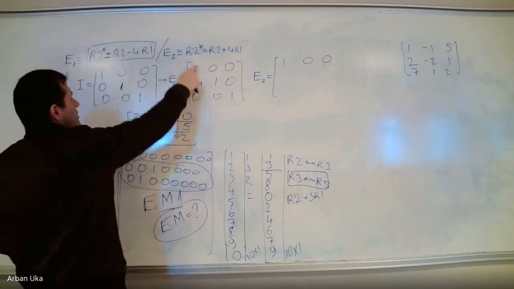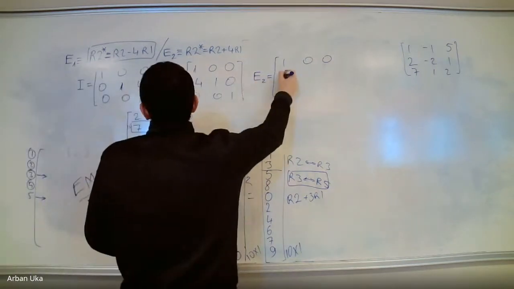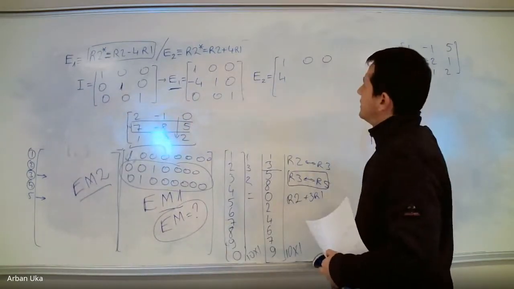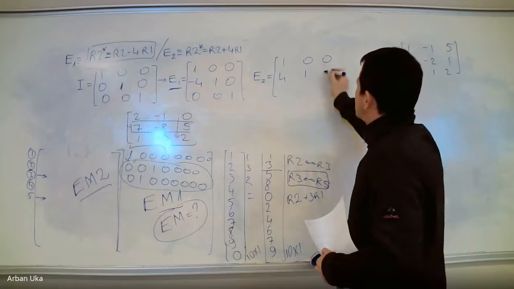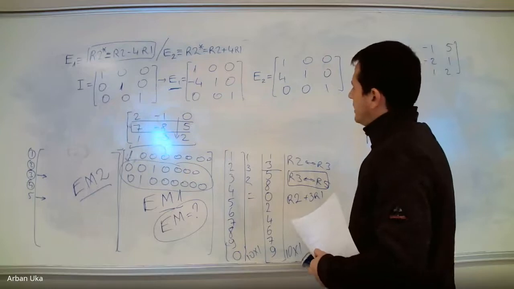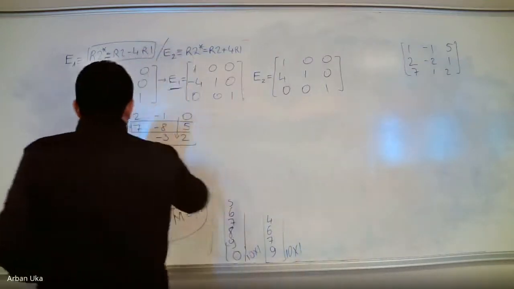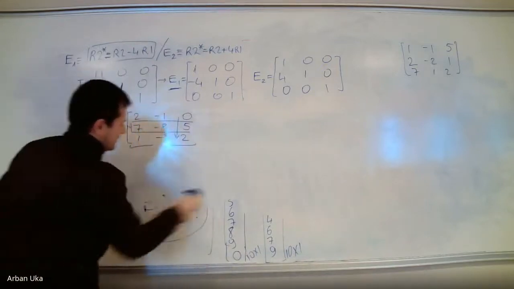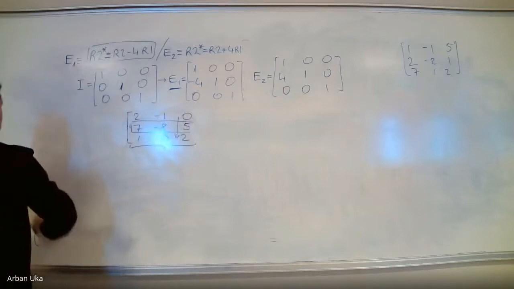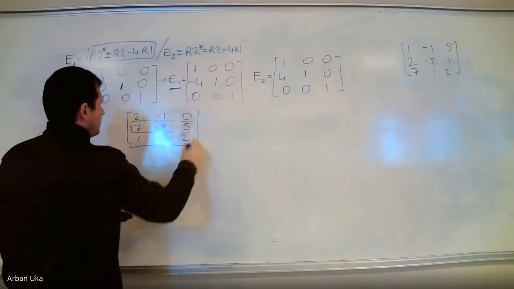So let's say that row 2 star is equal to, let's do it on here. So here we get 4, right? Okay. 4, 1, 0, and this is 0, 0, 1. Okay. Then, now we can try to do the following. So here we have this nice matrix. Let's keep this here.